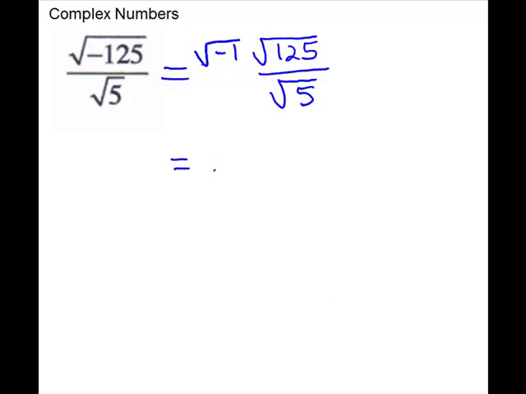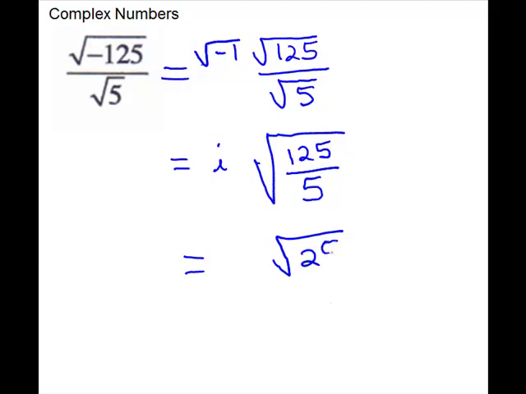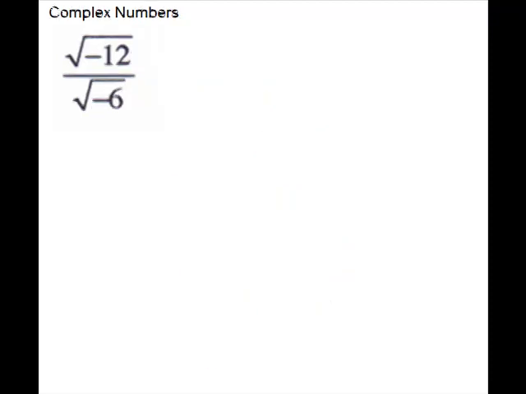So we're going to have our i on the outside. Put these back together. 125 divided by 5. You can simplify underneath, and 5 will go into 125 25 times. 25 is a perfect square. It is 5. So this will give us i times 5, or 5i is more common to see.